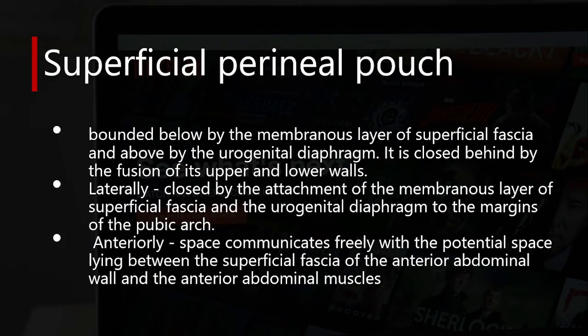Superficial perineal pouch. It is bounded below by the membranous layer of the superficial fascia and above by the urogenital diaphragm. It is closed behind by the fusion of its upper and lower walls, and laterally closed by the attachment of the membranous layer of the superficial fascia and the urogenital diaphragm to the margins of the pubic arch. Anteriorly, the space communicates freely with the potential space lying between the superficial fascia of the anterior abdominal wall and the anterior abdominal muscle.